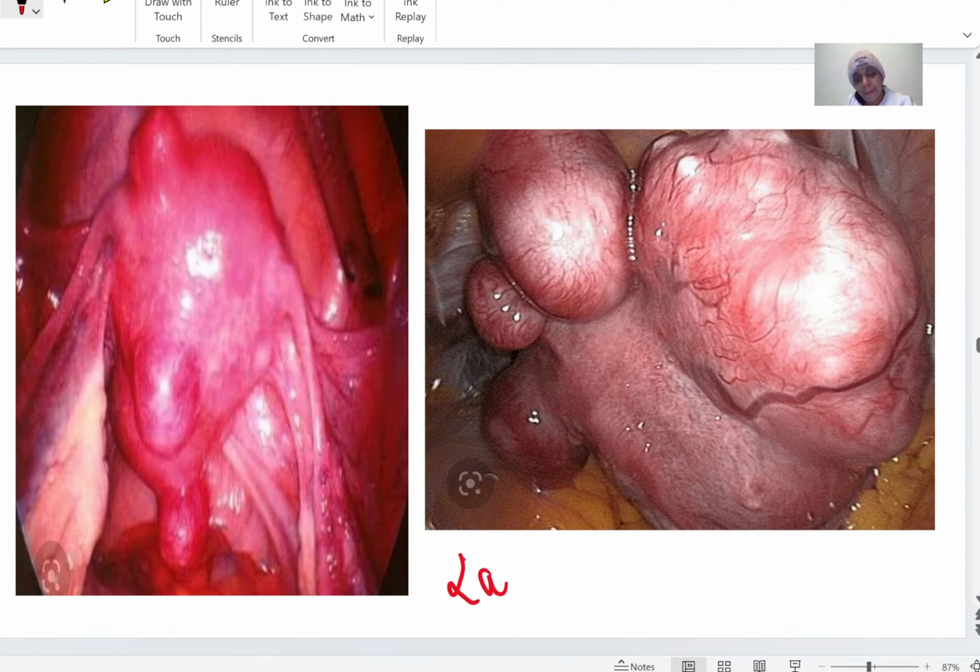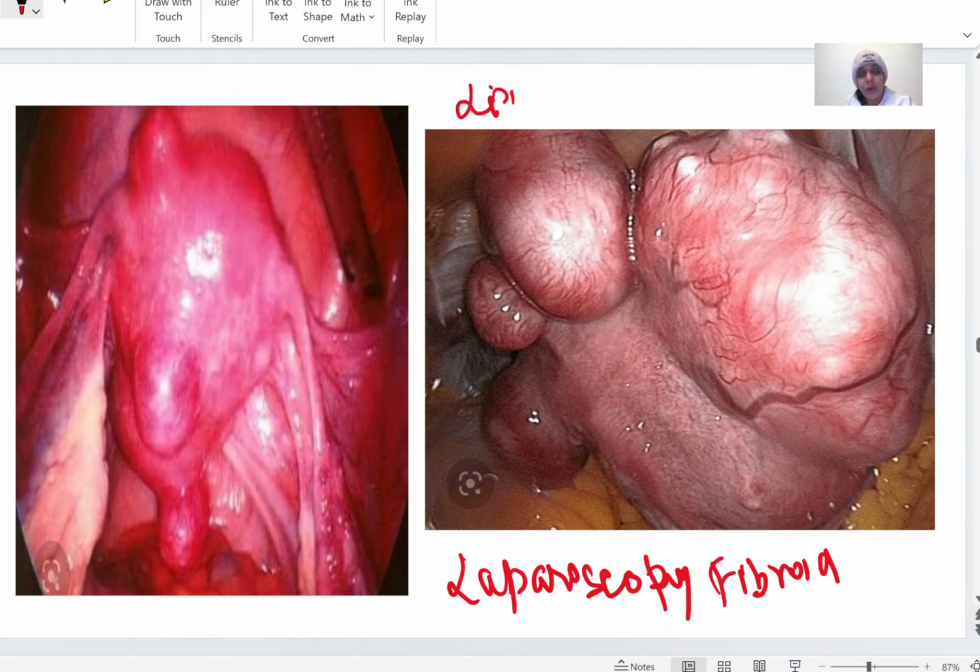Fibroid. This is a laparoscopic image of fibroid. What is another name of the fibroid? Can you tell me? Leiomyoma or myoma. What is its incidence?